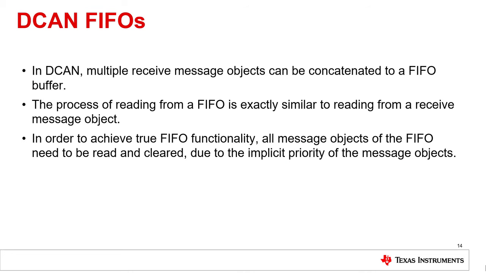Another key difference between the modules is in the process of FIFO handling. In DCAN, multiple receive message objects can be concatenated to form a FIFO buffer. This is done by programming identical identifiers for all message objects in the FIFO. The EOB bit needs to be set only for the last message object of the FIFO buffer, leaving it as 0 for all other message objects. The process of reading from a FIFO is exactly the same as reading from a single receive message object.